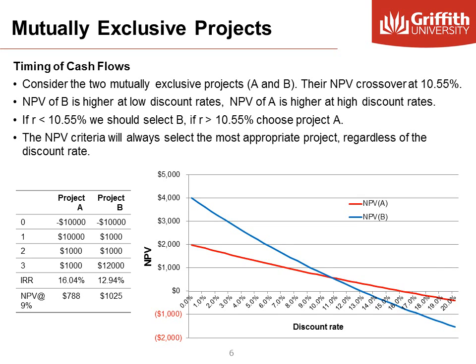From the NPV profiles in the graph, we can see that the NPV of B is higher at low discount rates, but the NPV of A is higher at high discount rates. The NPV profiles of the two projects cross over at a certain rate, at 10.55%. At this rate, both projects have the same NPV. We call this rate the crossover rate.